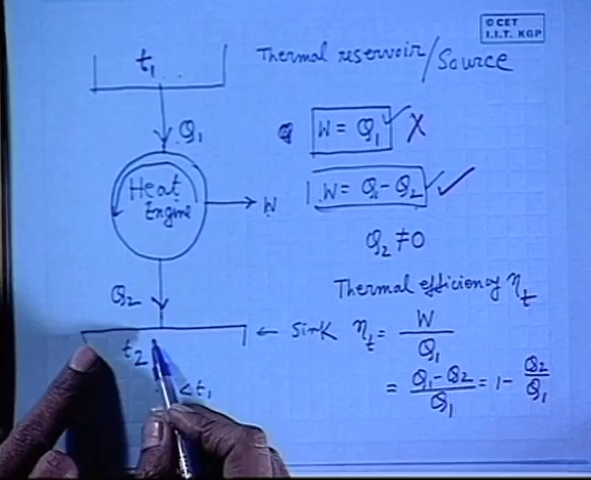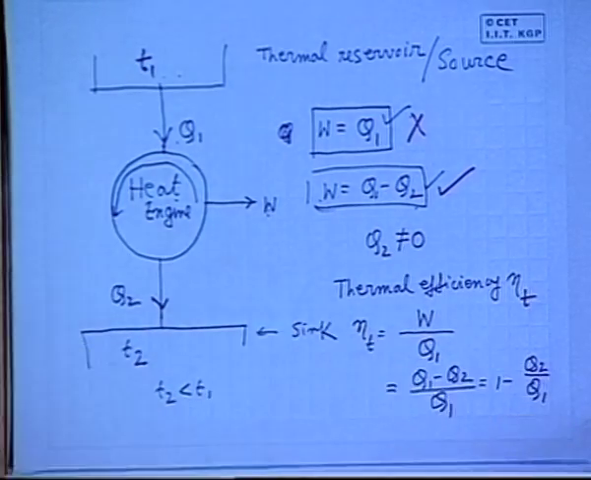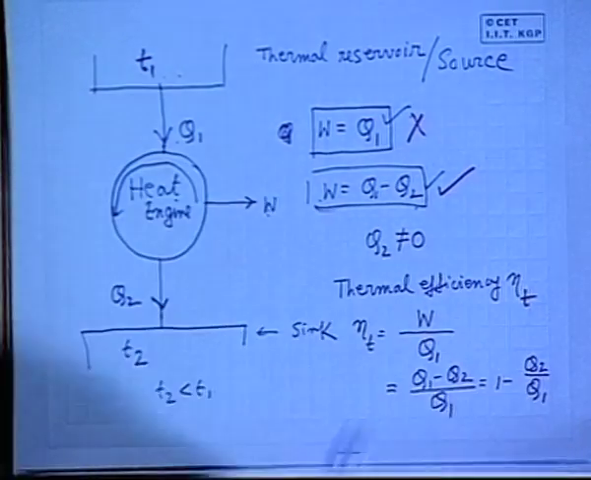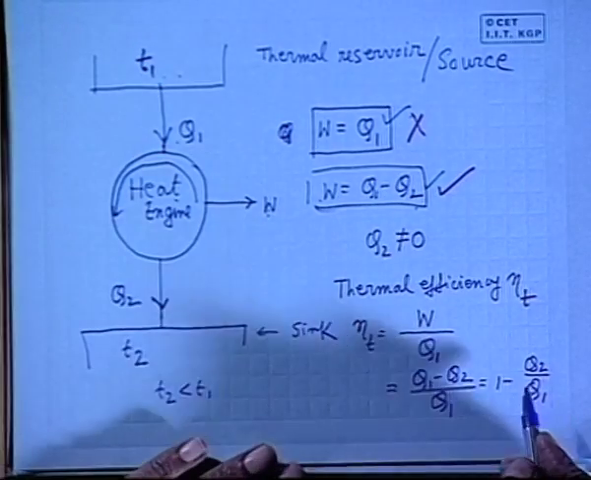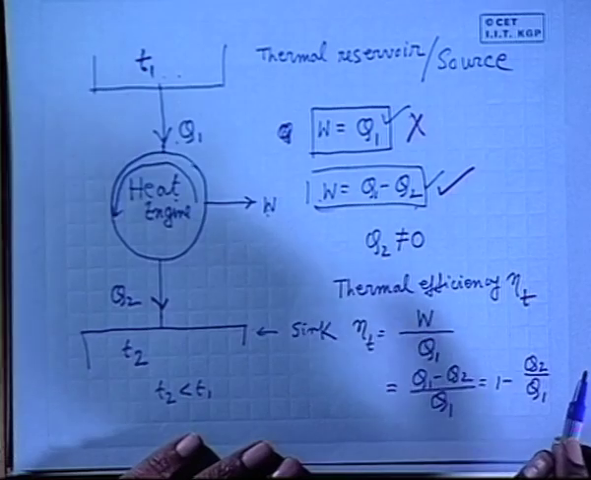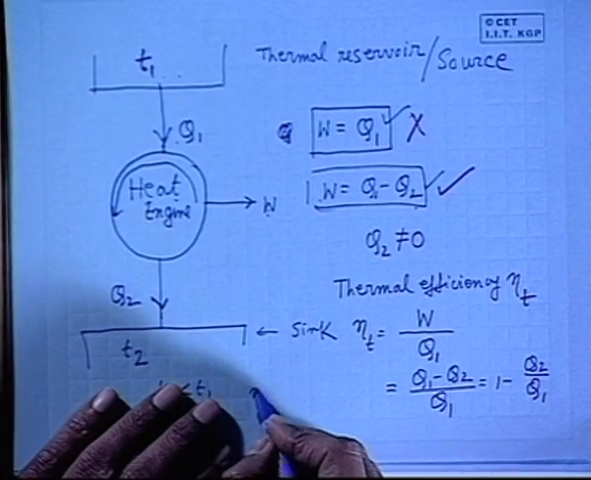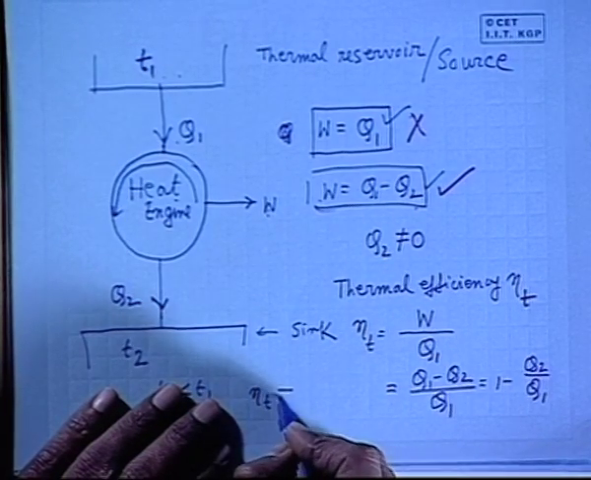So, the second law tells that Q2 cannot be 0, even if the process is ideal. In the absence of all friction and all dissipative effects, with everything ideal, even in that case Q2 cannot be equal to 0. That means the efficiency can never become equal to 1.